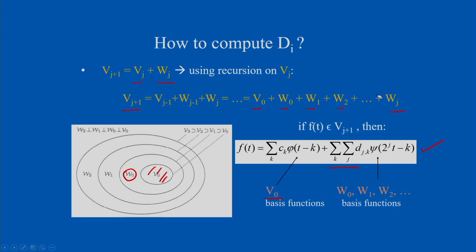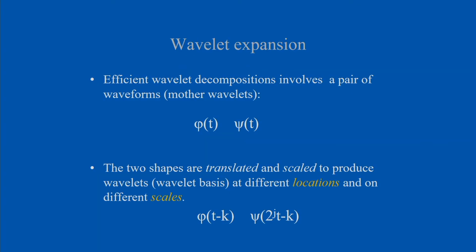Since I am considering the vector space, I am considering this summation as direct sum. So this should be direct sum, instead of the simple summation, because I am considering the vector space. So here you can see for wavelet decompositions, we consider two basis functions. One is phi(t), another one is psi(t).